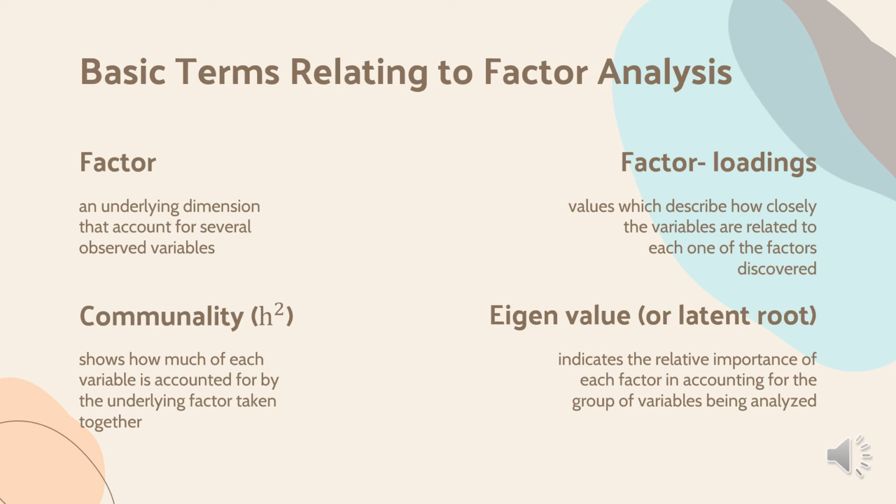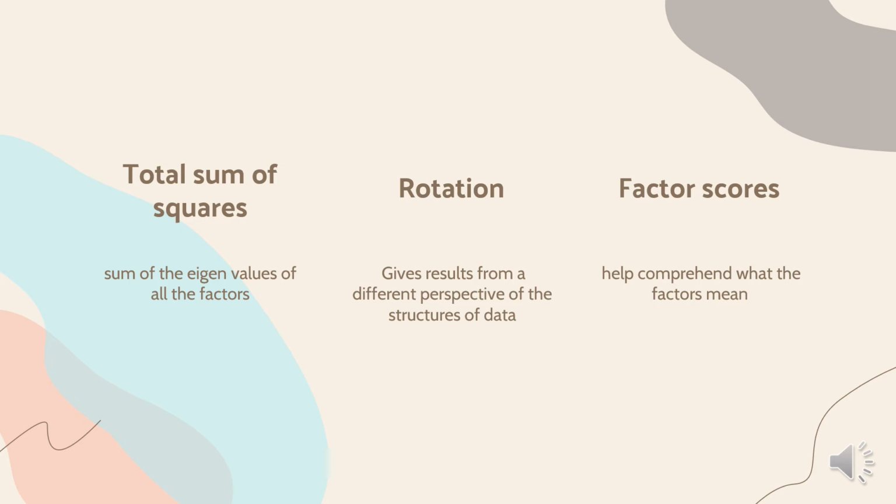a model. And the next, we have eigenvalue or the latent root. It is a measure of how much of the variance of the observed variables a factor explains. Next, we have the total sum of squares, which simply means the sum of eigenvalues of all the factors. Next, rotation, which, from the word itself, is a different angle that might help in analyzing the data from a different standpoint. And lastly, we have factor scores, which help comprehend what the factors mean.